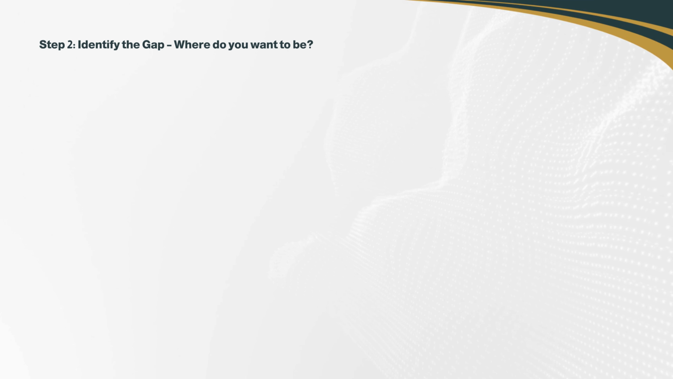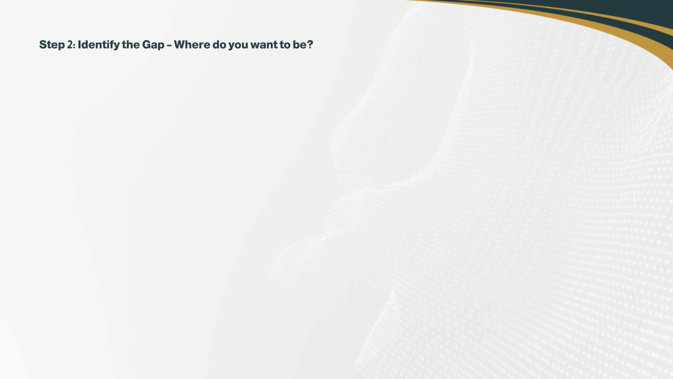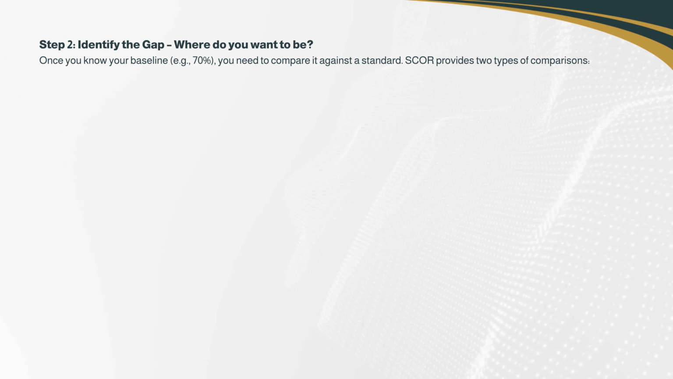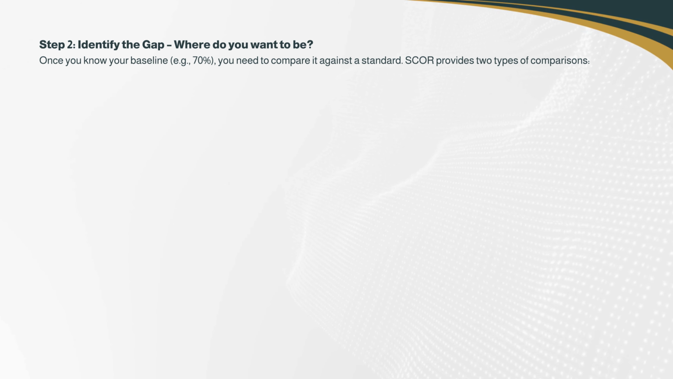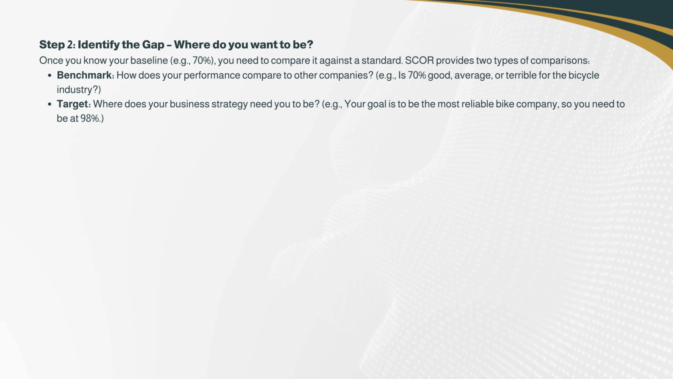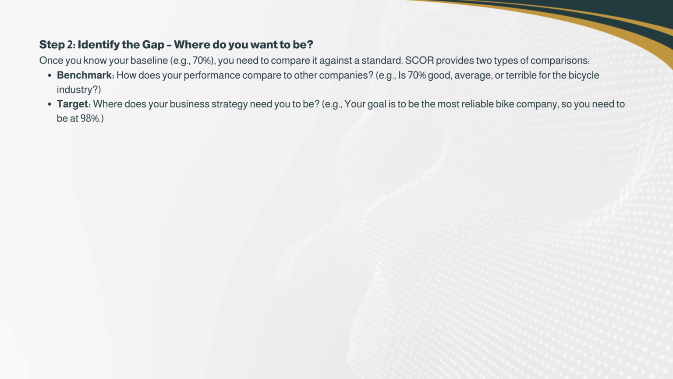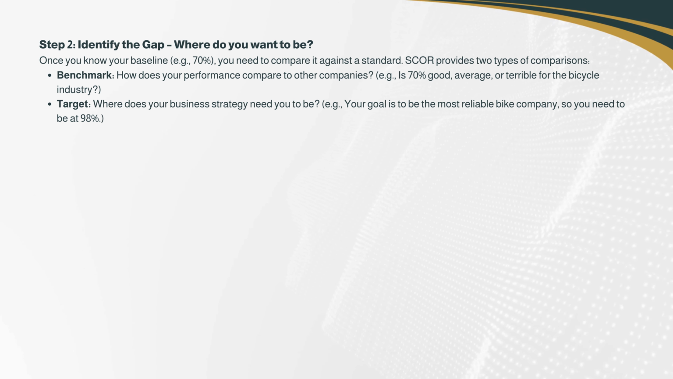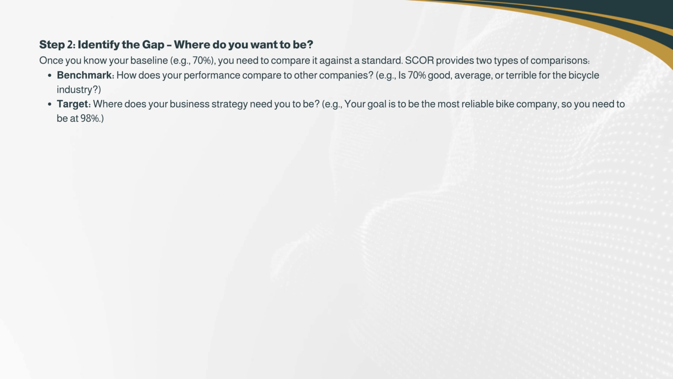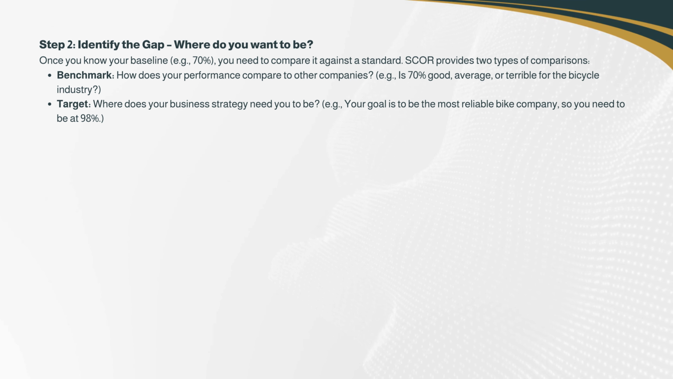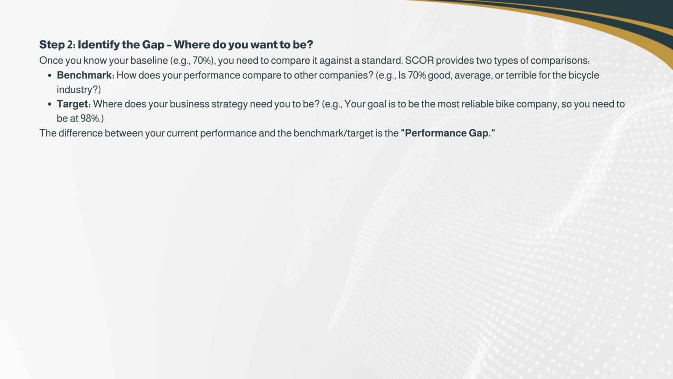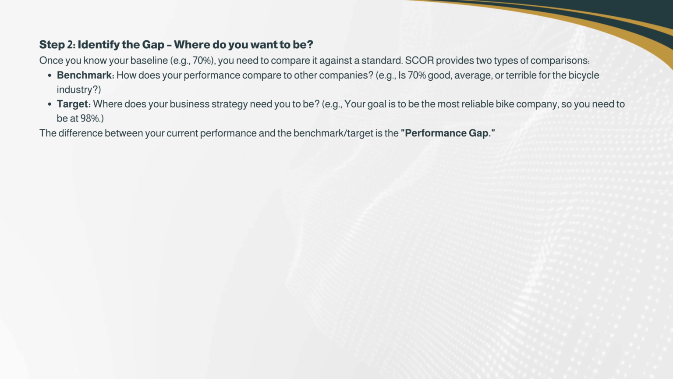Step 2. Identify the gap. Where do you want to be? Once you know your baseline, e.g., 70%, you need to compare it against a standard. SCOR provides 2 types of comparisons. Benchmark: how does your performance compare to other companies? E.g., is 70% good, average, or terrible for the bicycle industry? Target: where does your business strategy need you to be? E.g., your goal is to be the most reliable bike company, so you need to be at 98%. The difference between your current performance and the benchmark target is the performance gap.